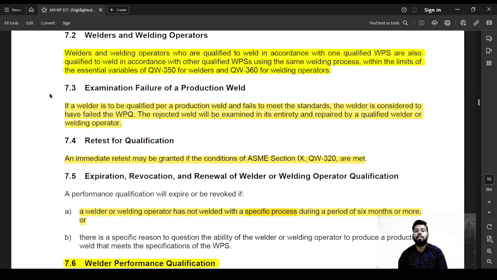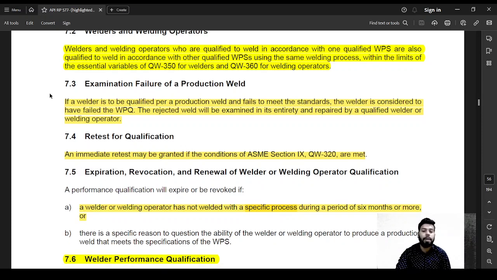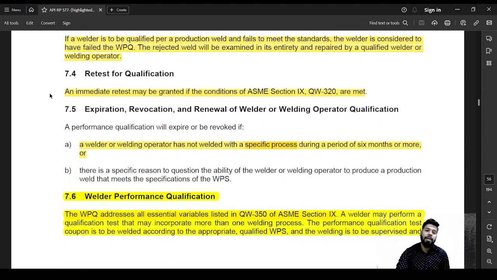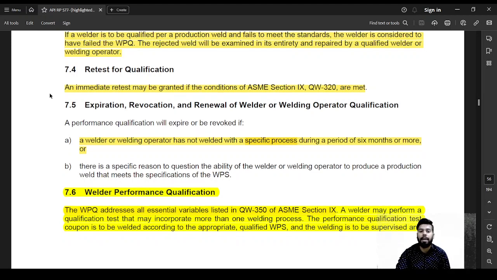Examination failure of the production weldment, we have already seen this. If the welder is qualified by production welds and fails to meet the standards, the welder is considered to have failed the WPQ. The rejected weld will be examined in its entirety and repaired by a qualified welder or welding operator. Retest: an immediate retest may be granted if the conditions of ASME Section 9 QW-320 are met.